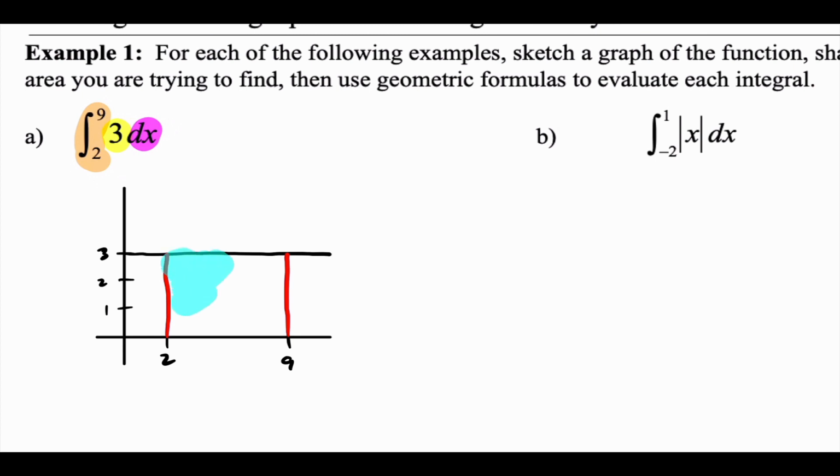So now what this question is asking is, what is the area under the curve? Well, that's a shape. It's a rectangle. It's a 7 by 3 rectangle. Base times height, length times width, whatever you want, 21. So the area under the curve is 21.